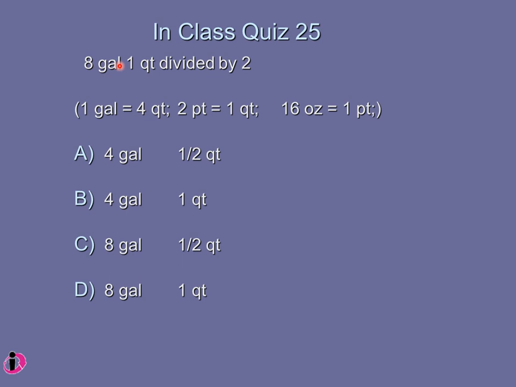But now you have that answer given. So the right answer is A. You divide 8 gallon by 2, you get 4 gallon. You divide 1 quart by 2, you get half quart. Straight. Any question here?